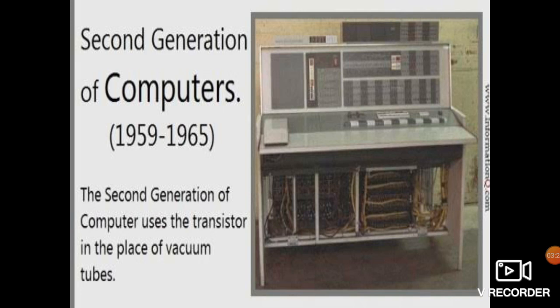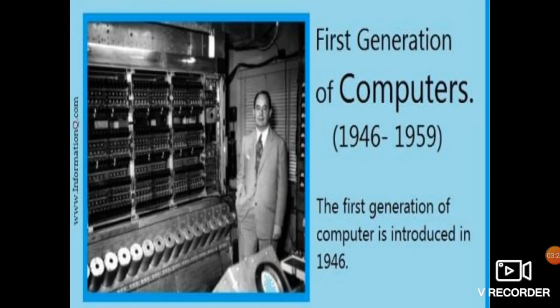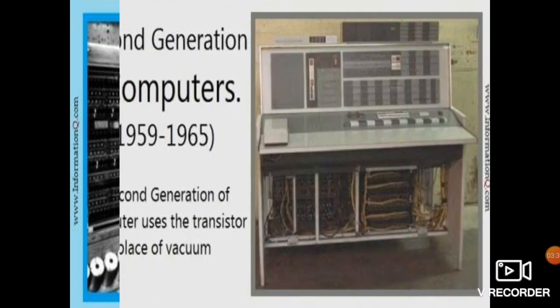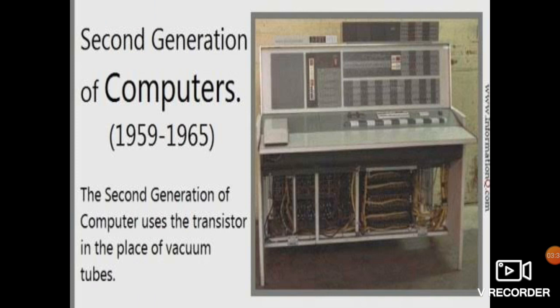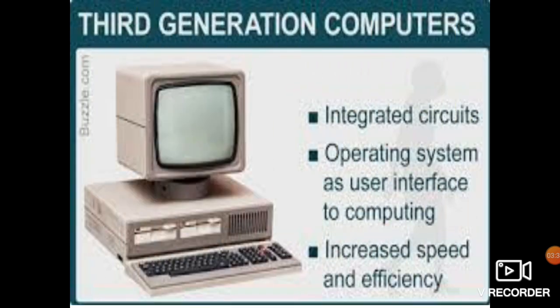Second generation uses transistors. The first generation of computers was introduced in 1946, as I have already told you. The second generation uses transistors in place of vacuum tubes. Then the third generation uses integrated circuits in place of transistors, and the operating systems have a user interface to computing, with increased speed and efficiency.